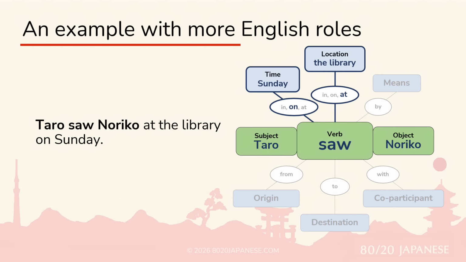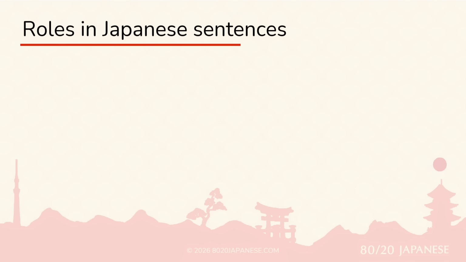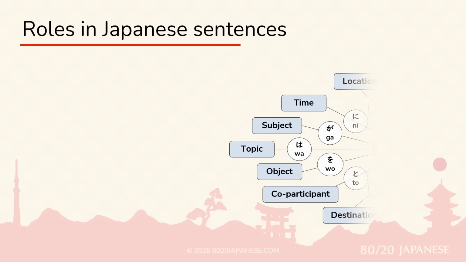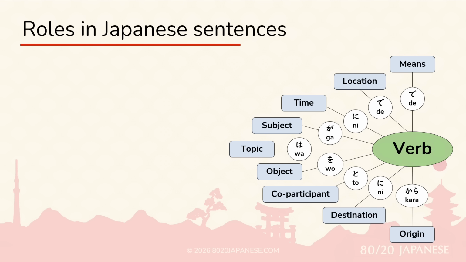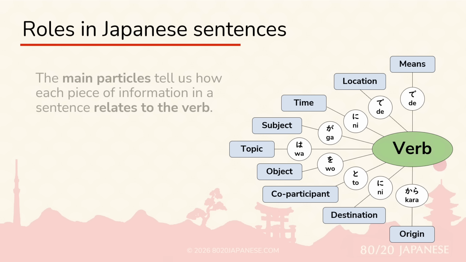So now that we can see how roles of different words and phrases are defined in an English sentence, let's see how it works in Japanese. We can start off by using this diagram. This shows the relationship between the verb and each of the major components of the sentence. For example, the means is defined using the particle de. The location is also defined using the particle de. Time, ni, subject, ga, topic, wa, object, o, and so on. These all relate to the verb.